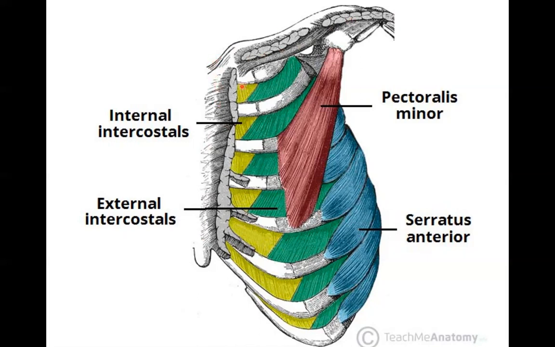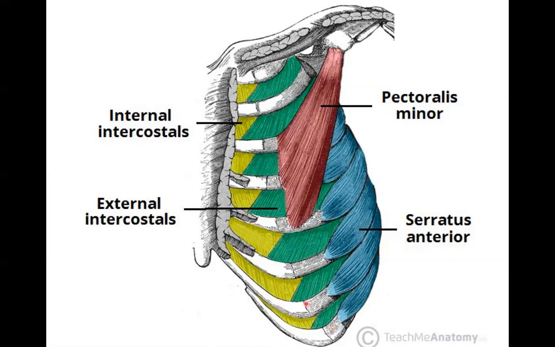So then we have ribs 1, 2, 3, 4, 5, 6, 7, all of those true ribs, and now we're getting into false ribs starting at 8. So we're going to be talking about some of the other muscles that are attached to the ribs, and these are muscles that are responsible for ventilation, that is breathing.